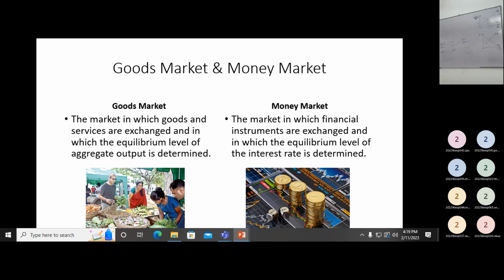Treasury bills, treasury bonds. So all of those are financial instruments. So whatever the financial instrument being exchanged, that market is called the money market. So there's a demand for money, there's supply for money, which is demonstrated here, money demand, money supply, to determine the equilibrium level. So what is the interest rate at the equilibrium level and the quantity, right? So there the concern is about interest rate. Okay.